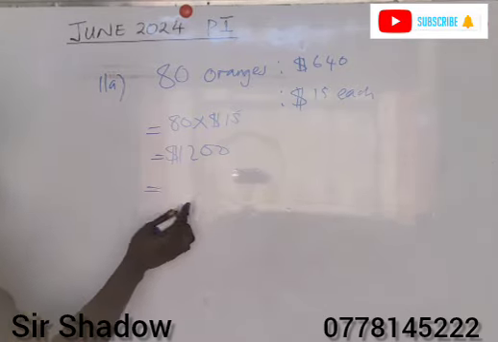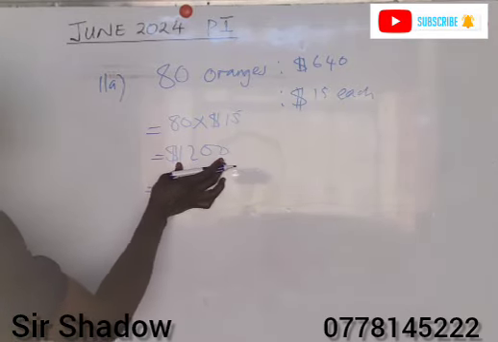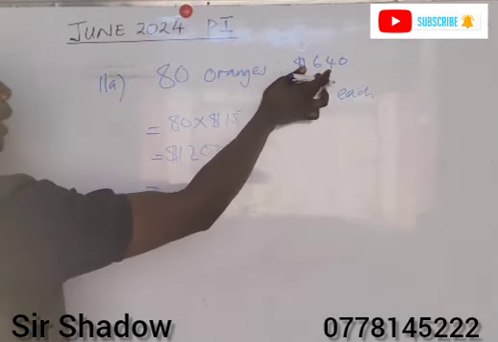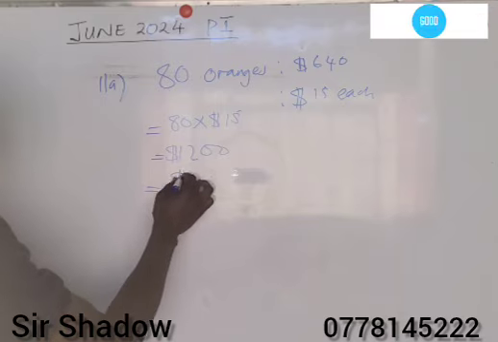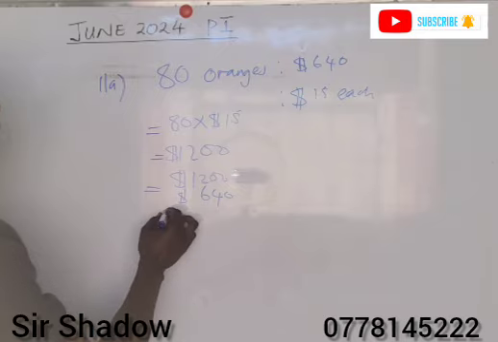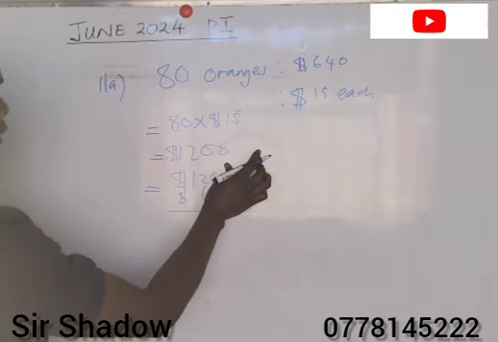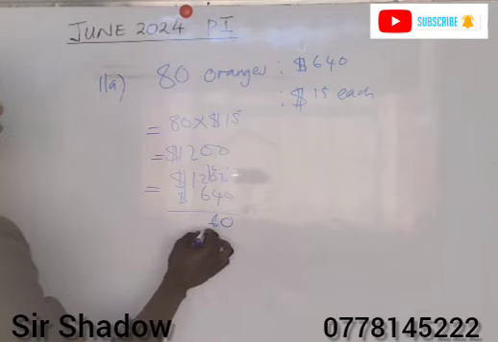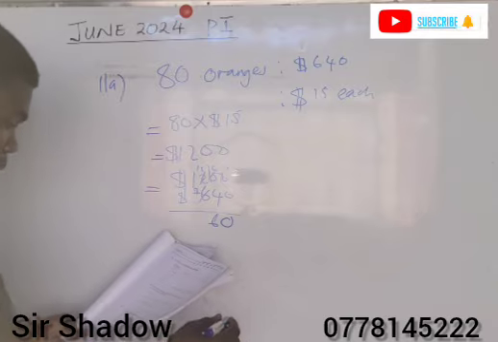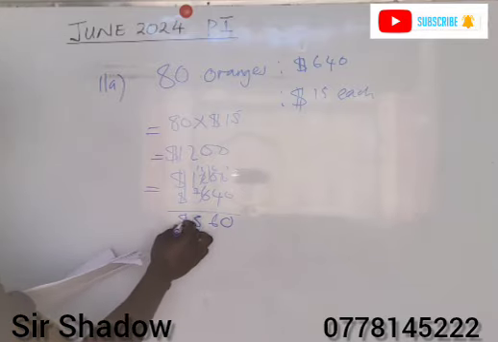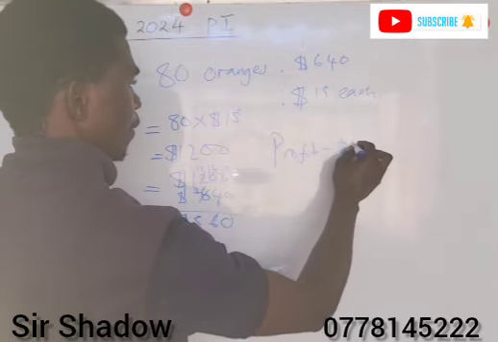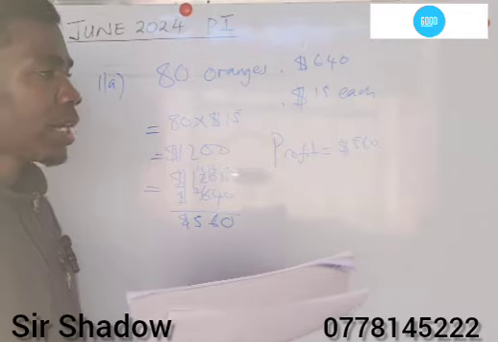So we want to see the profit. The selling price minus the buying price becomes the profit. So 1,200 minus $640. 0 minus 0 is 0, 10 minus 4, bring out 1 here, becomes 7, 12 minus 7 becomes 5. Meaning that 560 is the profit. So profit is equal to $560. But remember, we want to find the percentage profit.